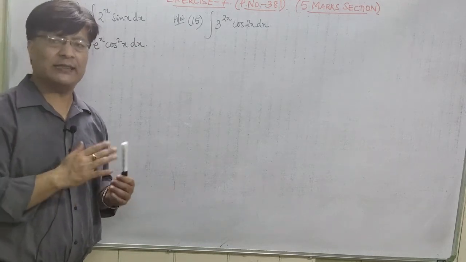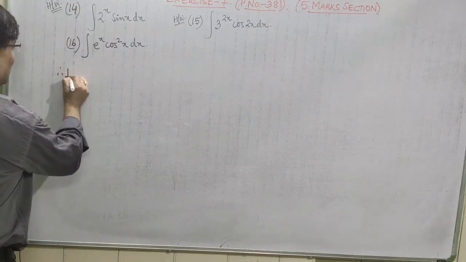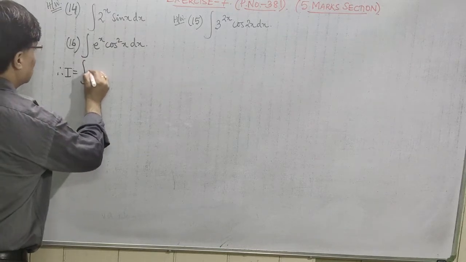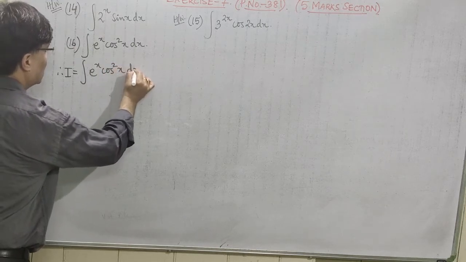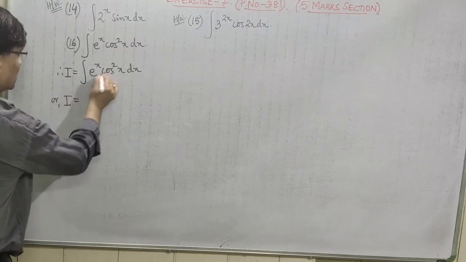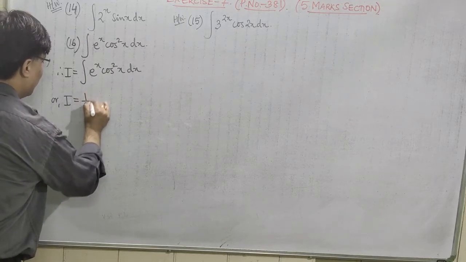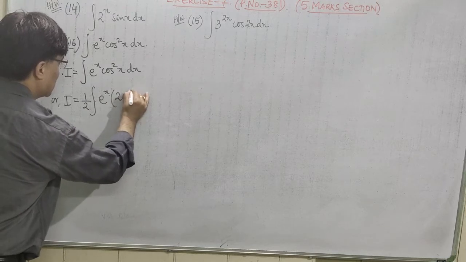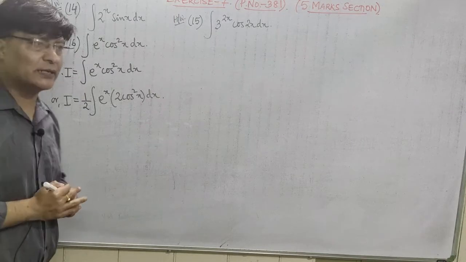So you can simplify it and then you can easily integrate them. Okay. So let us first write, therefore I is equal to integration of e to the power x cos square x dx, right? Or I is equal to, for this cos square x you have to multiply and divide by 2. So it is half integration of e to the power x within bracket 2 cos square x bracket close dx. Is that clear?